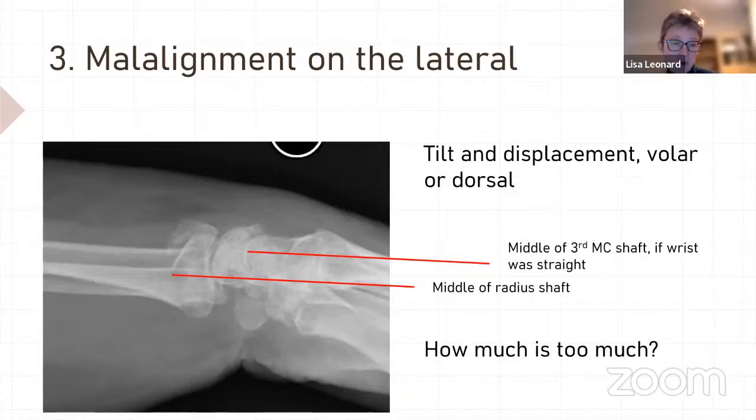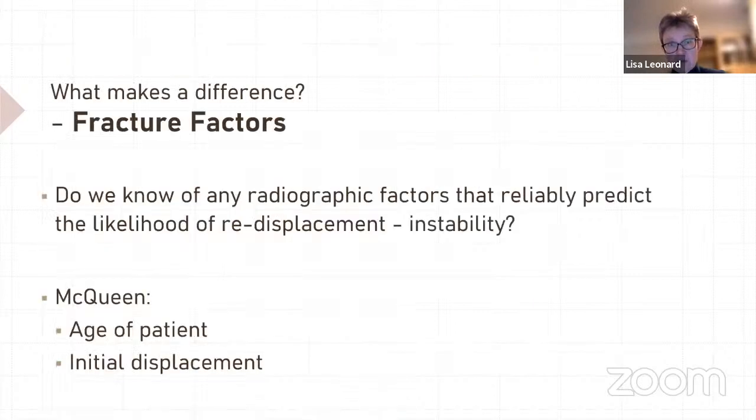And so you can have dorsal tilt, dorsal translation, or volar tilt and volar angulation, and any of those where the second line down the third metacarpal is well outside the shaft of the radius, you start to think you pretty much should definitely be fixing those. But something like this, which is quite badly displaced and is teetering on the edge of the radial cortex, also makes me concerned. So that's pretty much it for my radiographic measurements.